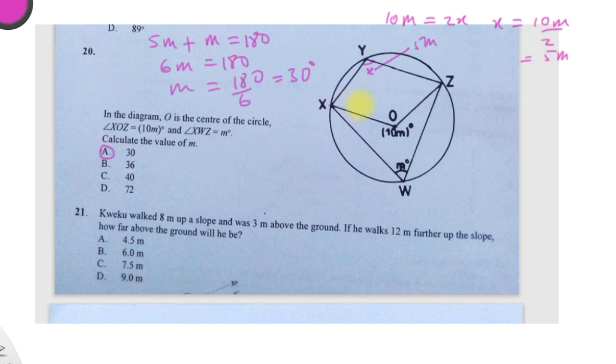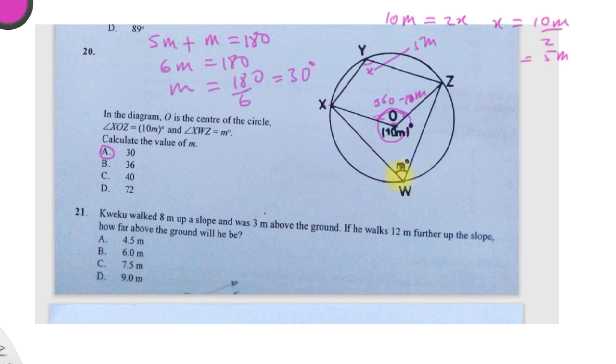Let's look at another method, an alternative way of finding this. The whole angle around the center must give us 360 degrees. So if this side is 10m, then this top here is 360 minus 10m. This angle here is formed by the same arc. When we are standing at the top here, this arc is forming an angle of 360 minus 10m at the center, and the same arc is forming m at the circumference.